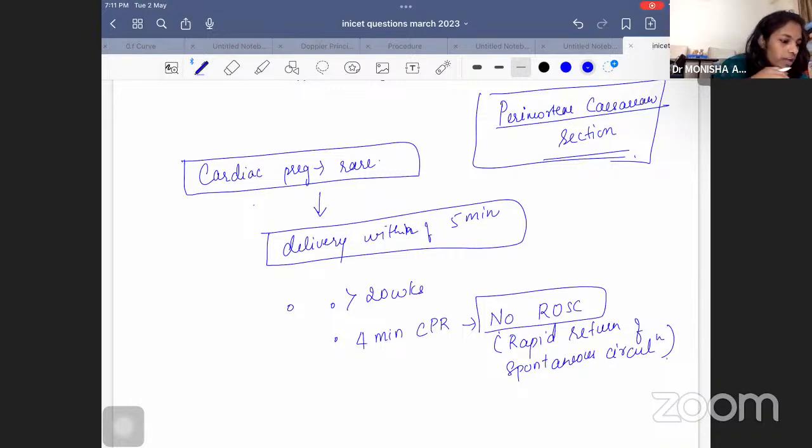Why are we doing this? This perimortem cesarean section is for the mother. Okay? This is going to help with the improvement in the mother's condition. It's not for the baby. That much you have to remember. This much is enough for your perimortem cesarean section. Okay?